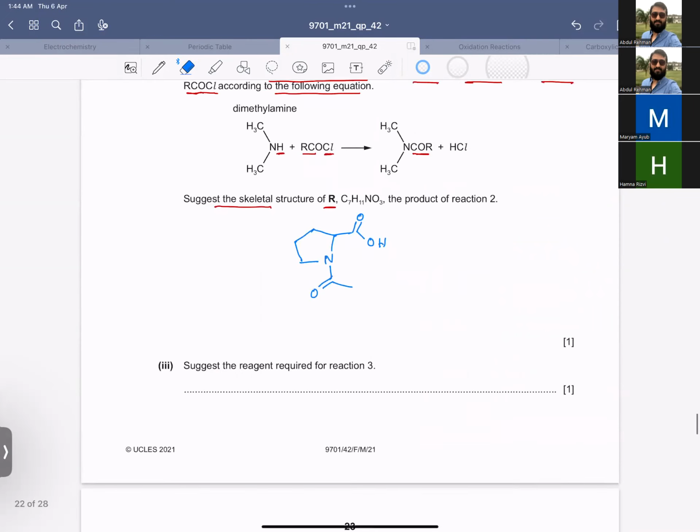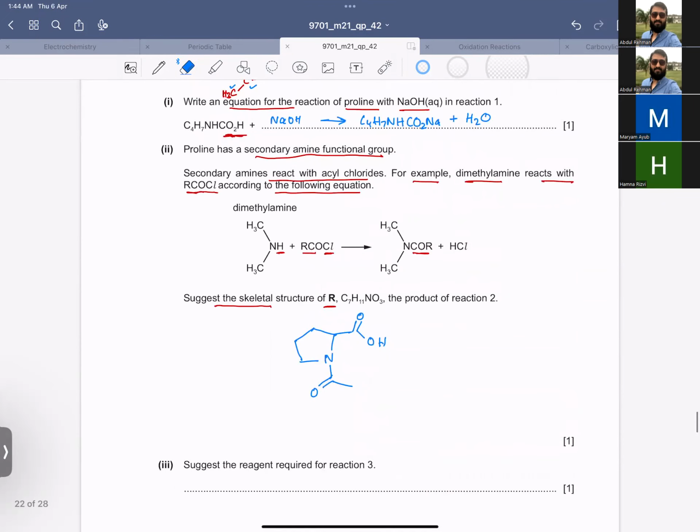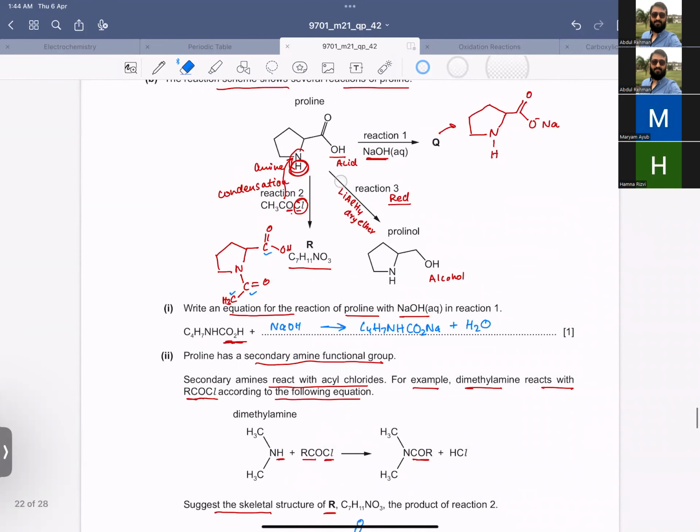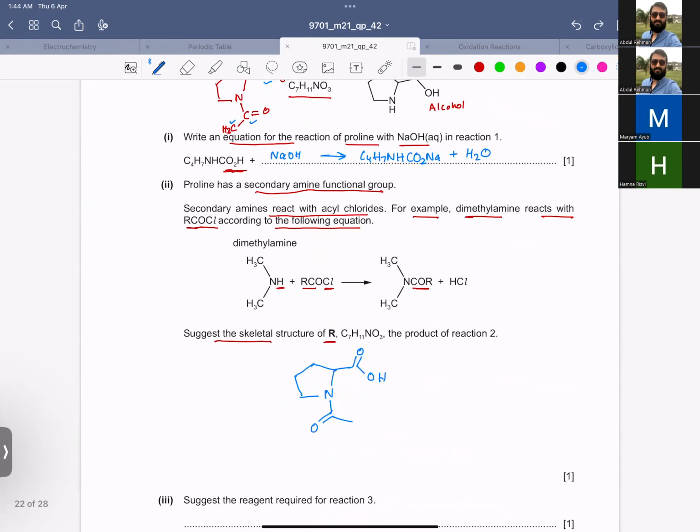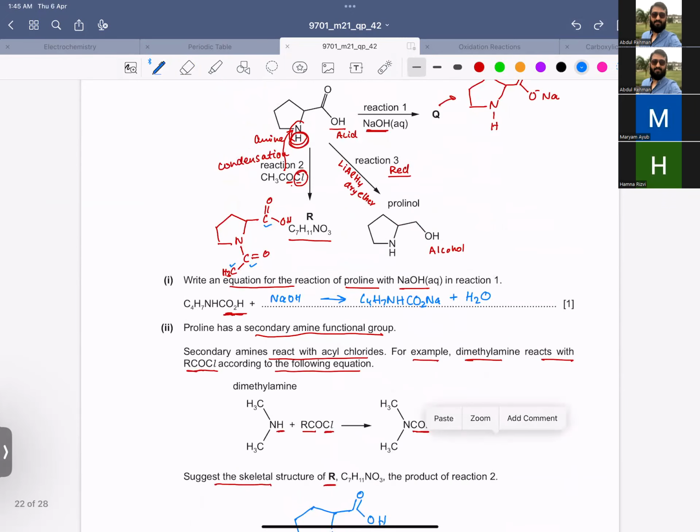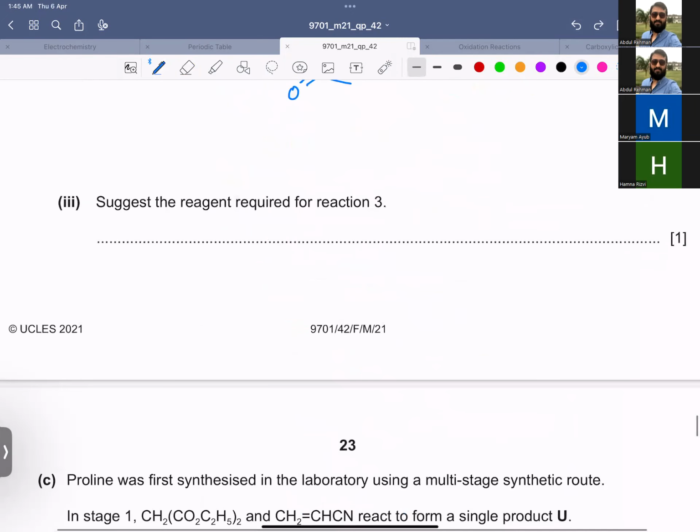Okay. Suggest the reagent required for reaction 3. Okay, we have already figured it out. For reaction 3, we need LiAlH4 in dry ether. So I may write LiAlH4 in dry ether. Basically, dry ether is the condition, and here they didn't ask for the condition.